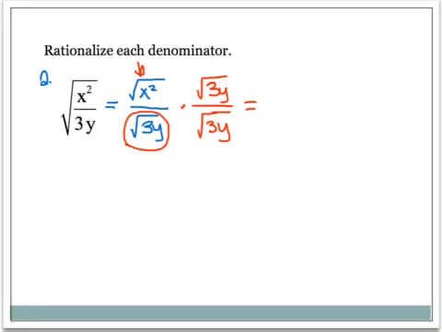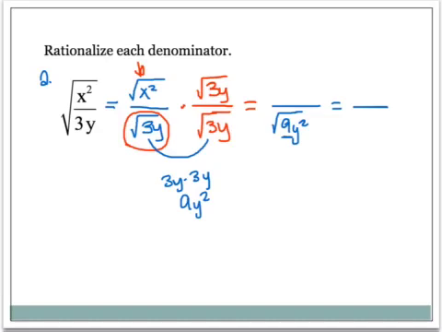Alright, let's work with the denominator. The square root of 3y times the square root of 3y. Really, you multiply the radicands together. So 3y times 3y is 9y squared. So I have the square root of 9y squared, which I can take the square root of 9 and get 3, and I could take the square root of y squared and I get y.